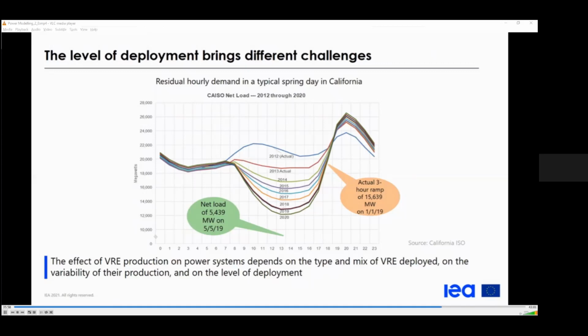We can see the stomach of the duck getting bigger and bigger as the share of variable renewable production in California increased. And we can see how the neck is becoming steeper and steeper, an unfortunate conjunction of decreasing output for solar, but this is also combined with a peakier demand with evening peak.